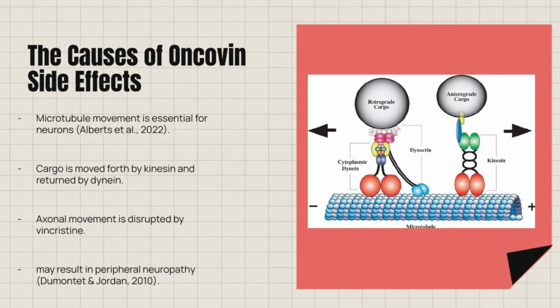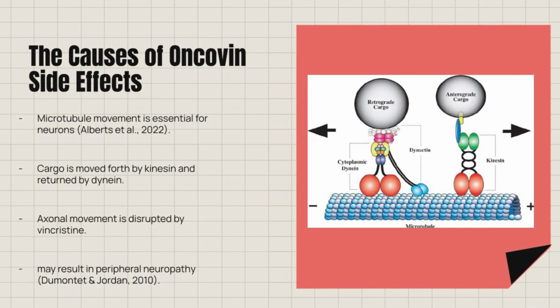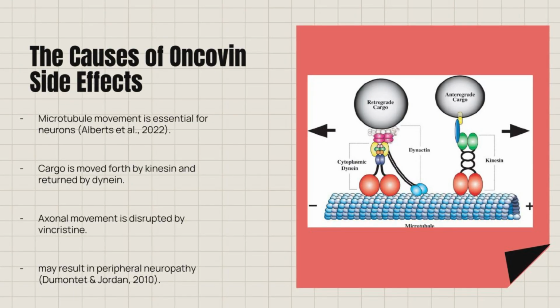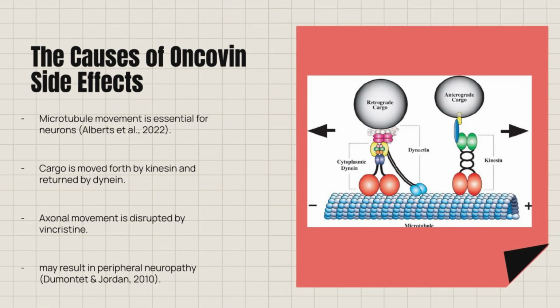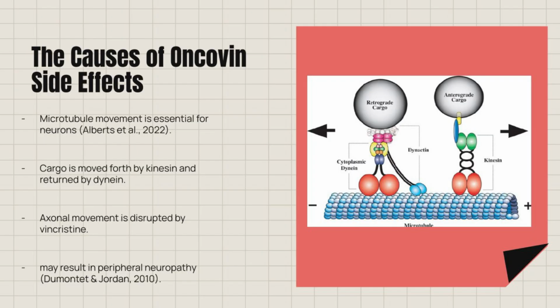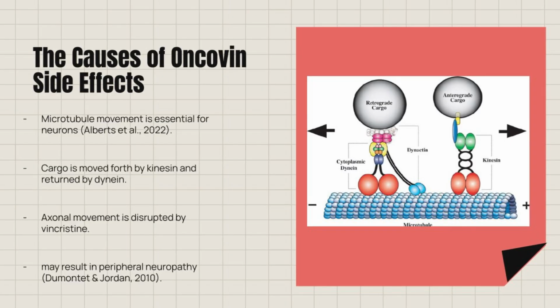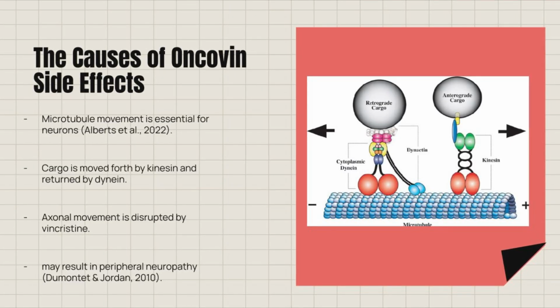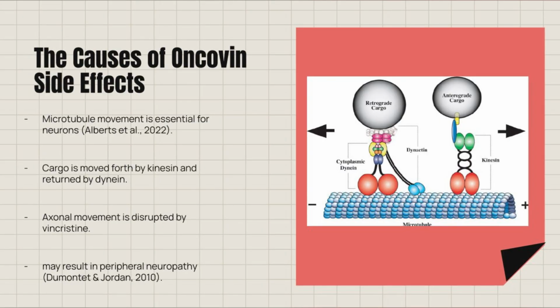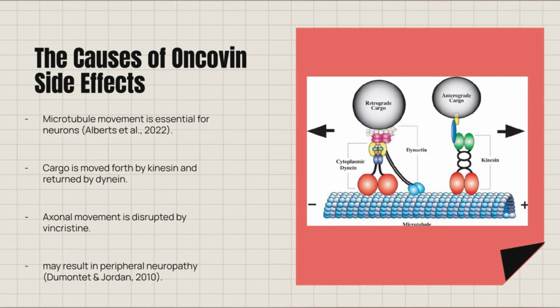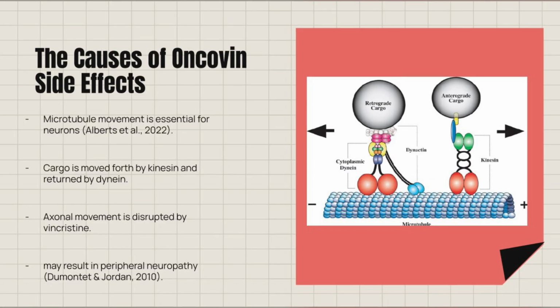Now, with being able to understand all of this, we can focus on the causes of Oncovin side effects. One of the most frequent effects of vincristine is explained by this neuron-focused image to the right. Microtubules serve as the intracellular highways in nerve cells in addition to forming the mitotic spindle, while dynein returns materials to the cell body. Kinesin proteins carry cargo toward the axon terminal, Alberts et al. This transport network is inadvertently disrupted when vincristine destabilizes microtubules.